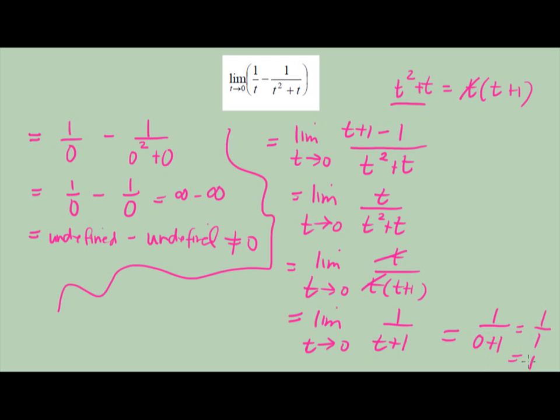So that's it. That's the limit of 1 over t minus 1 over t squared plus t. To summarize the solution, whenever the substitution method fails, it means you have to simplify the function. Since you have two fractions, the tendency is you combine the two fractions and then simplify it. In most cases, you will be able to cancel some expressions, and that will lead to the simplest form of the function. Then when you use the substitution method, you can already get the limit of the function.